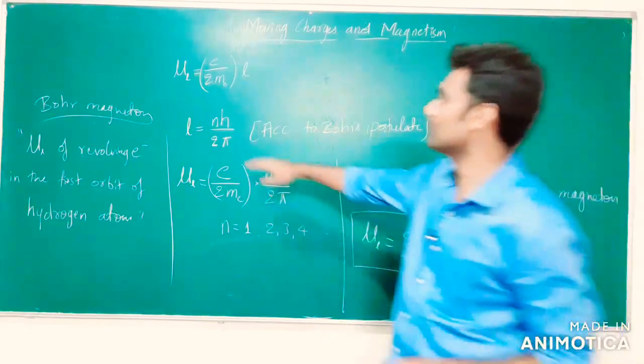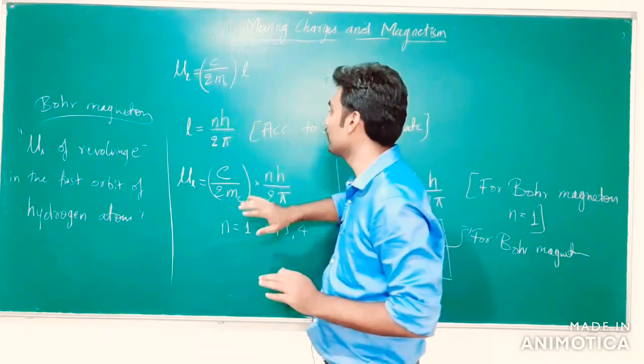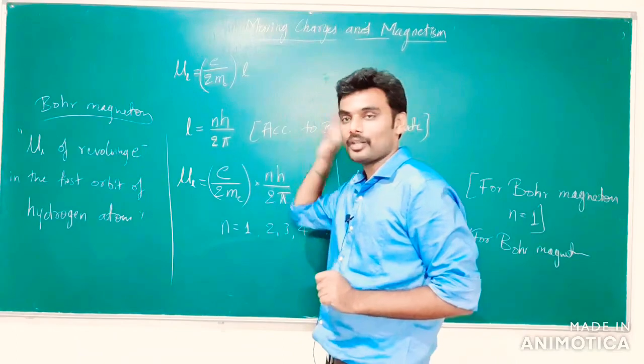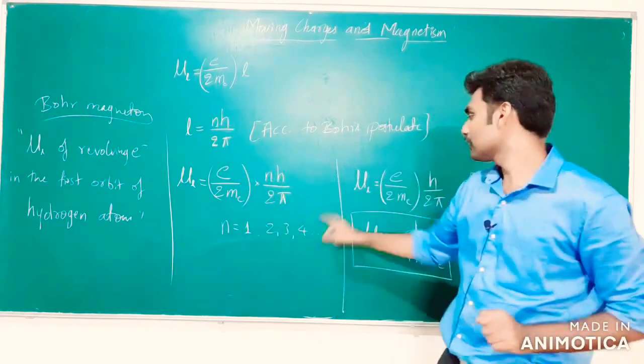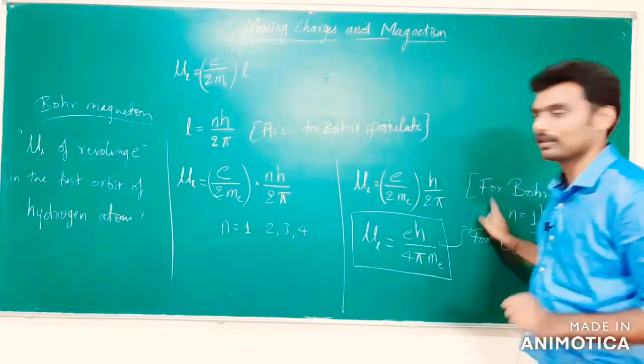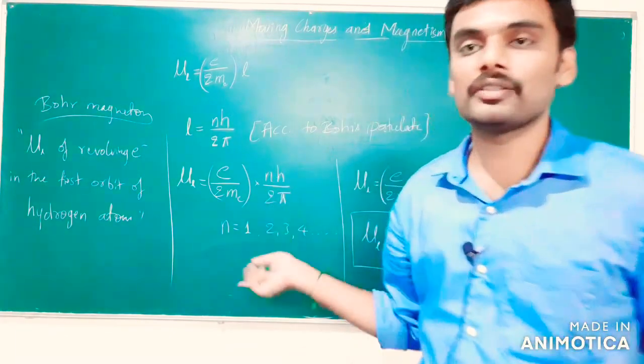Very easy derivation. This is the first basic formula that we already know, and this is the new term that we are introducing here, L is equal to nh by 2 pi. We'll put that here and take the consideration of n is equal to 1 for Bohr Magneton. That's it, nothing else. So this is a derivation with the definition.